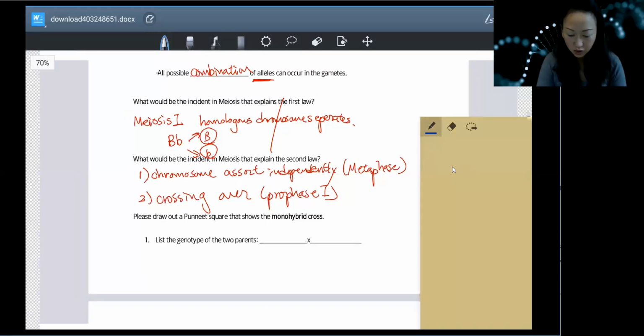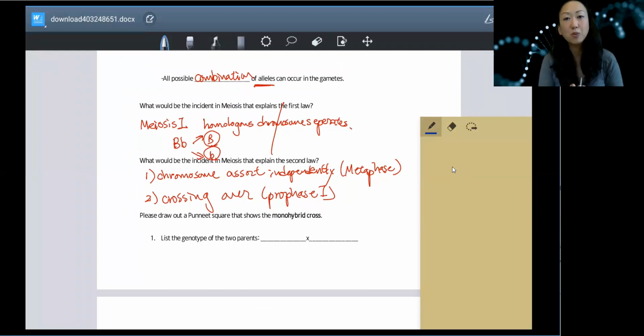Okay, so I'm going to stop here, and we're going to make another video moving on for now really applying these laws into Punnett squares.